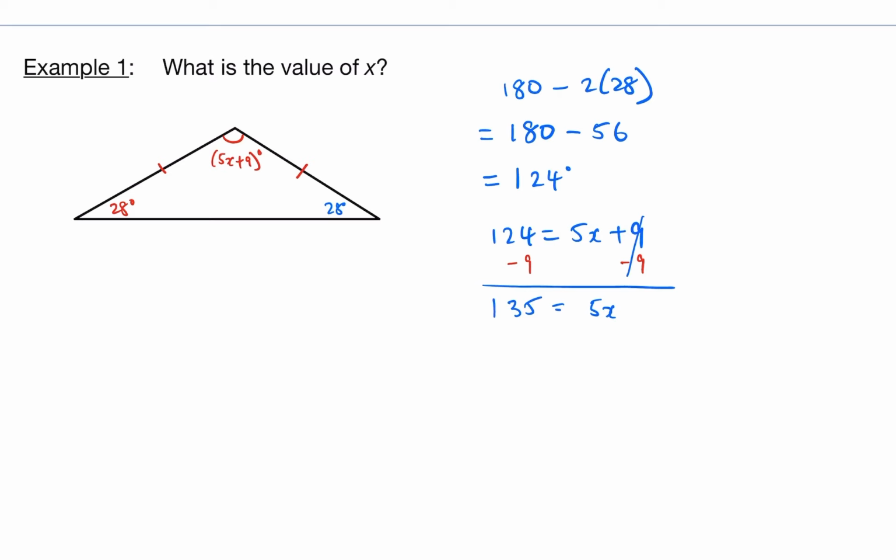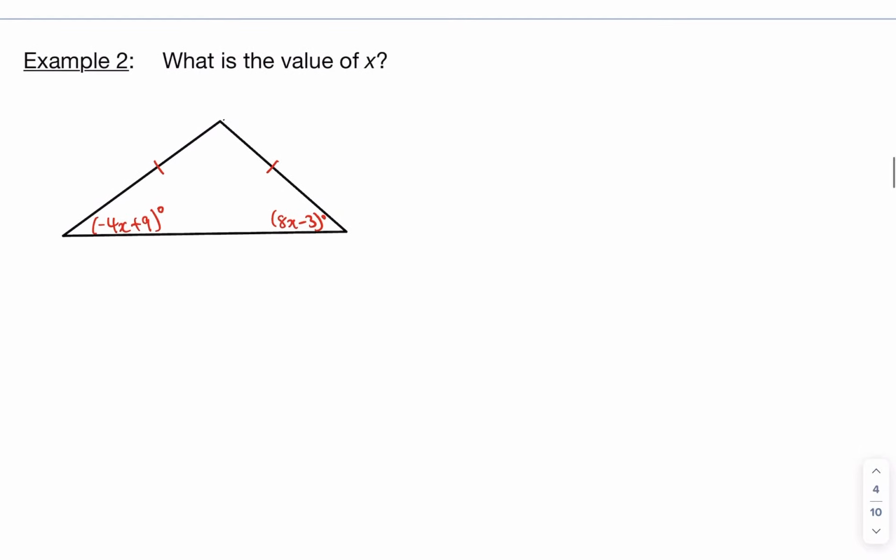And now we can divide both sides by 5. When we do, these 5's cancel out, and now we know that x is equal to 27. So that is how we solve for x. Okay, so let's go ahead and move on to the next example.